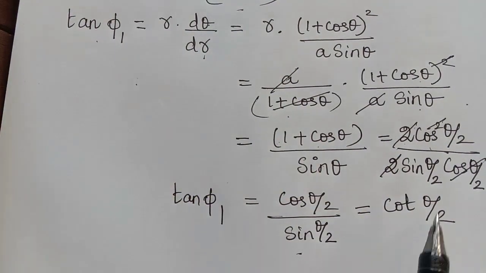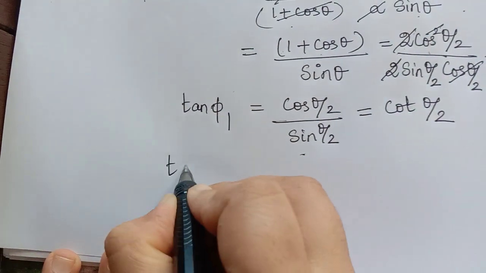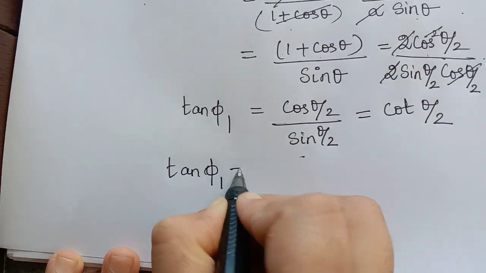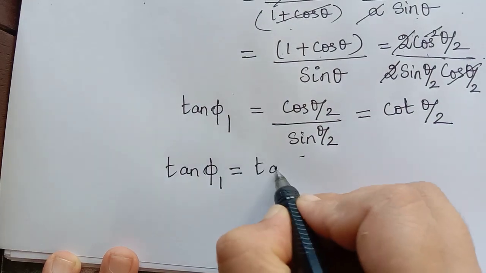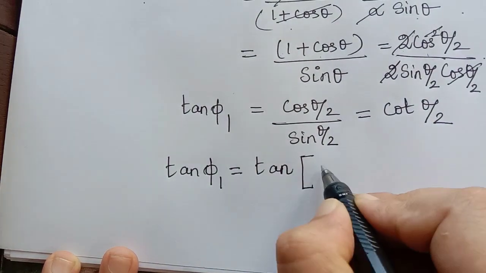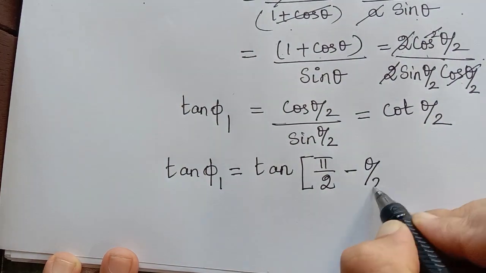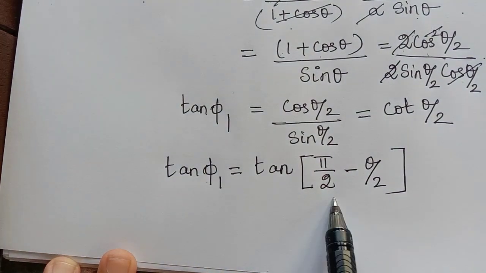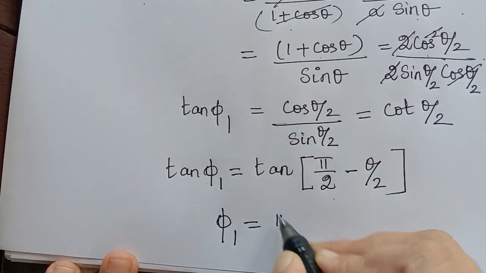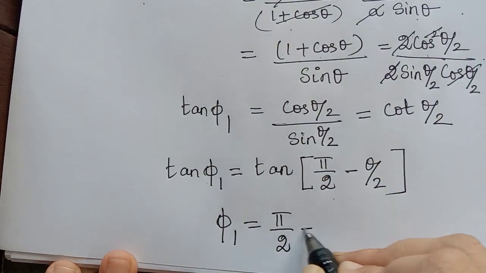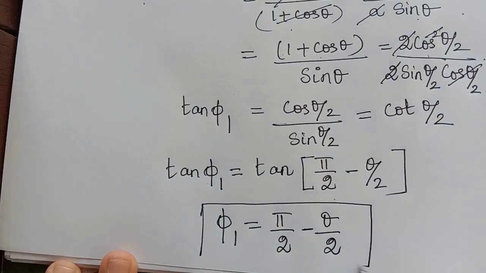So on simplifying we get tan phi 1 equal to cot theta by 2, and this cot theta by 2 can be written as tan of 90 minus theta by 2. So tan of pi by 2 minus the angle, which over here is theta by 2. So this can be rewritten like this, and therefore we get the angle phi 1 to be equal to pi by 2 minus theta by 2. So let us mark this angle phi 1.